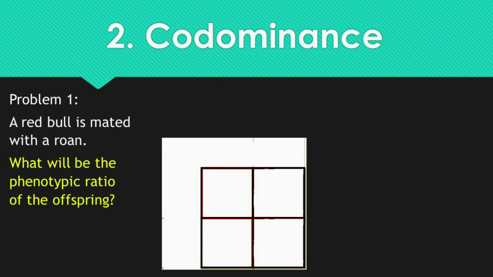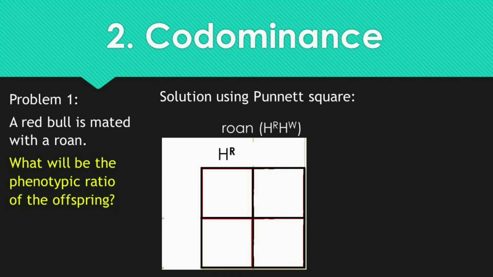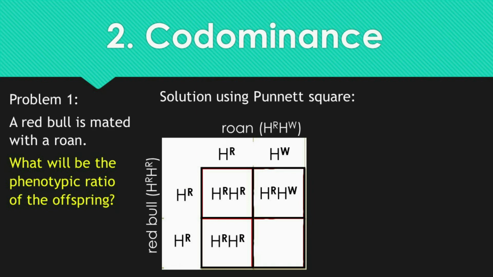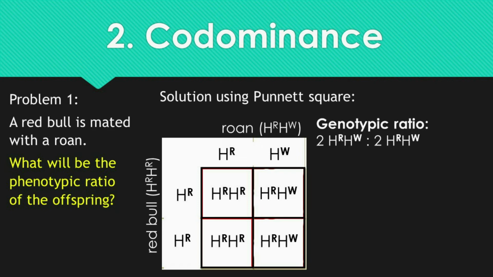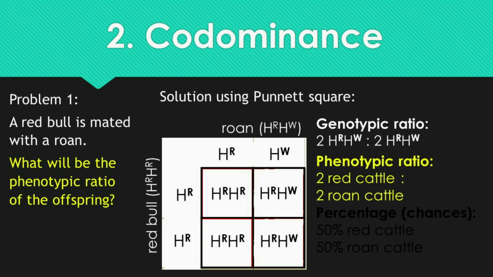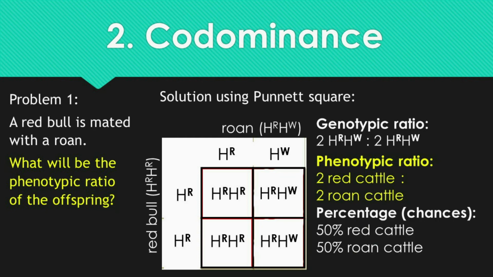Let us solve a problem on codominance. A red bull is mated with a roan. What will be the phenotypic ratio of the offspring? To solve this problem, first identify the parents and their genotypes. Then put the genotypes of the parents on the sides of the square. Combine the genes inside each square to form the genotype of the offspring. The answer to problem 1 is phenotypic ratio of 2 red cattle is to 2 roan cattle.